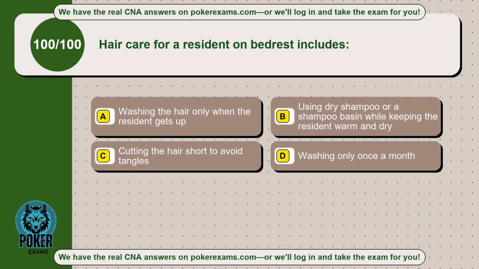Question 100. Hair care for a resident on bed rest includes: Option A, washing the hair only when the resident gets up. Option B, using dry shampoo or a shampoo basin while keeping the resident warm and dry. Option C, cutting the hair short to avoid tangles. Option D, washing only once a month.